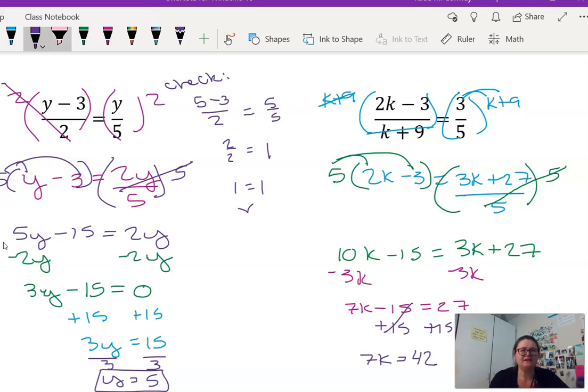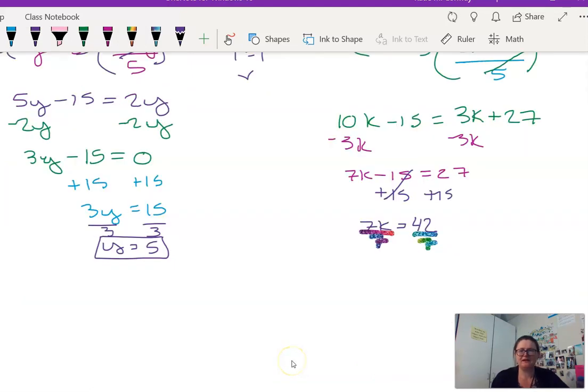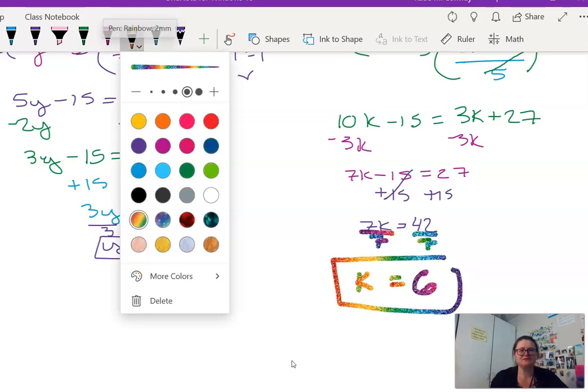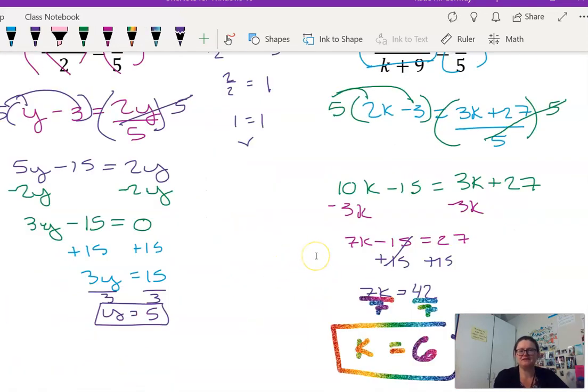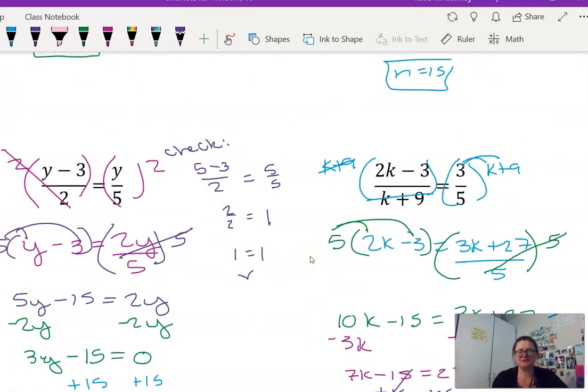And then last step, as always, divide by the coefficient. So k equals 42 divided by 7 is 6, so now we can just check our work. This one's going to be a little bit trickier to check because that's a kind of interesting expression. So we got 6, so you should have 2 times 6 minus 3 over 6 plus 9. Does that equal 3 over 5?